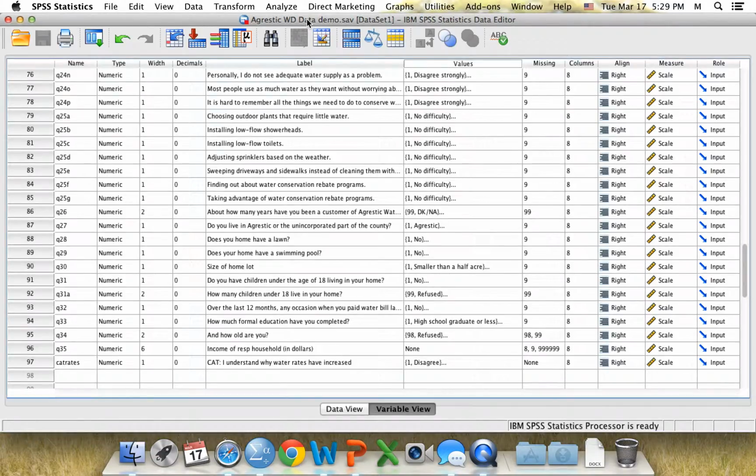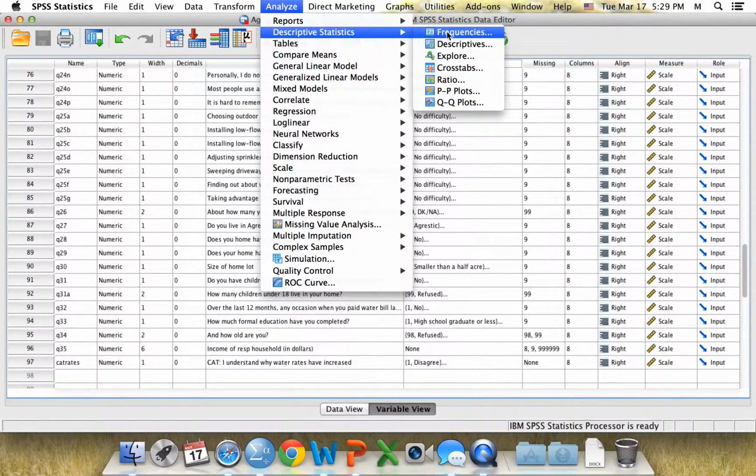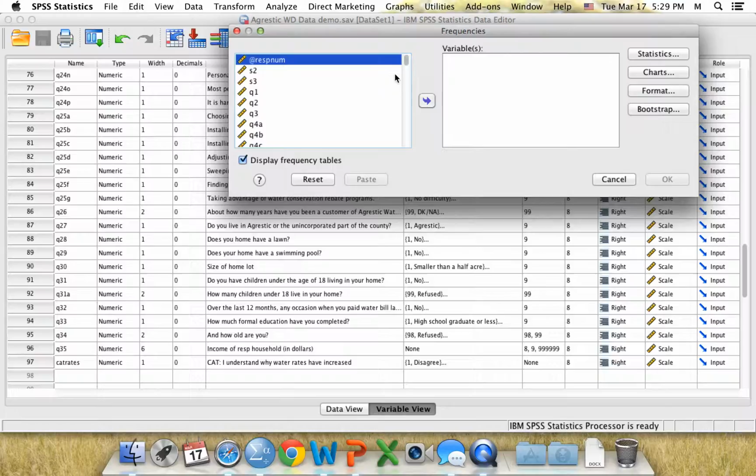So today we will look at how to do frequency, recoding, crosstab, and correlation from SPSS. We have the water district data. So first we go to Analyze, Descriptive Statistics, and Frequencies. I want to do a frequency of age. I saw from my data view that it's Q34.